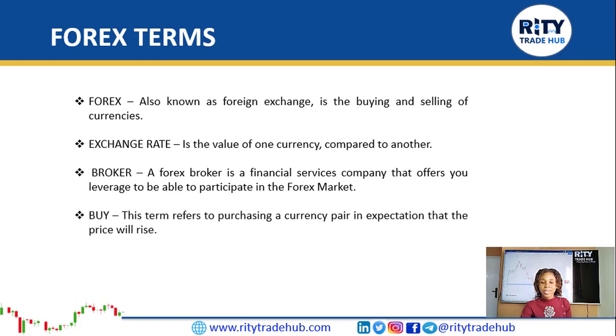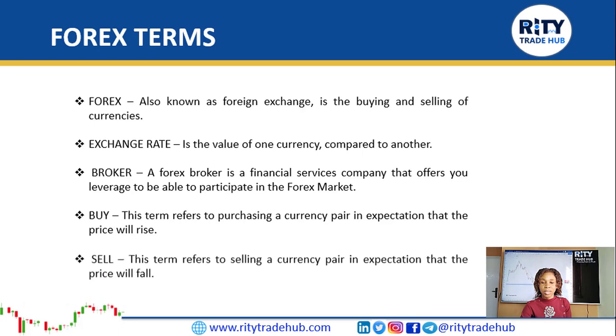So the next term is the term buy. This is self-explanatory, all right? This term refers to purchasing a currency pair in expectation that the price will rise, and the next is sell. This term refers to selling a currency pair in expectation that the price will fall, all right?